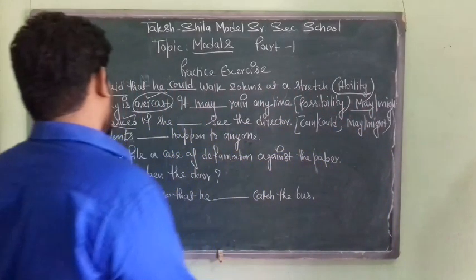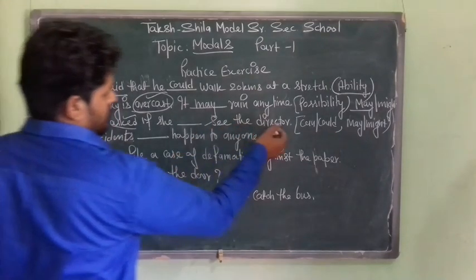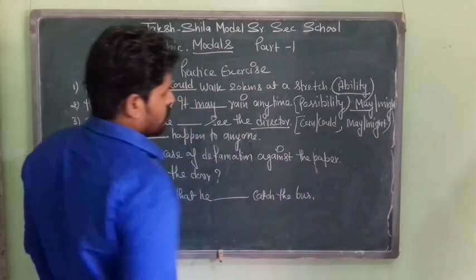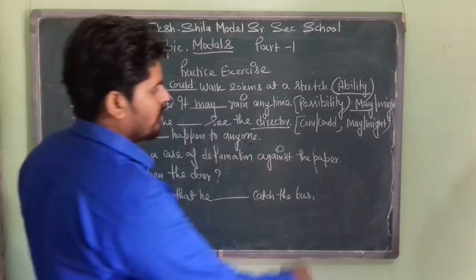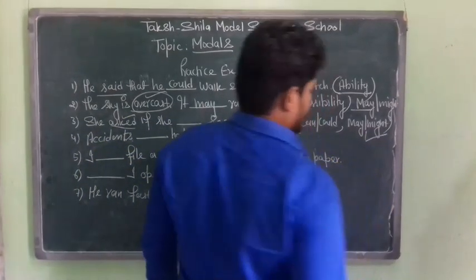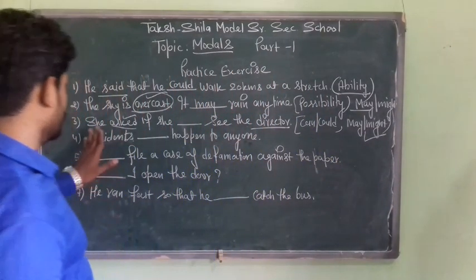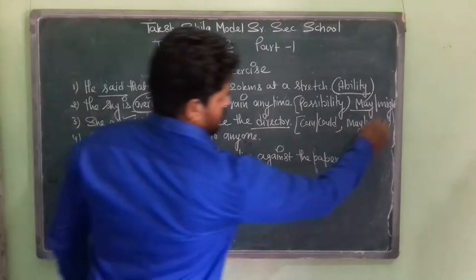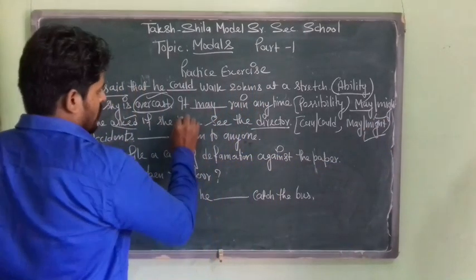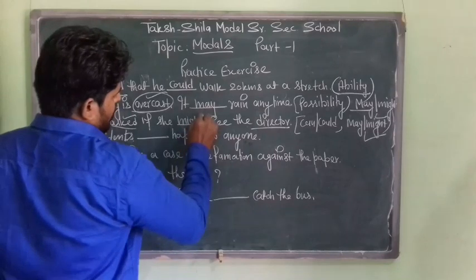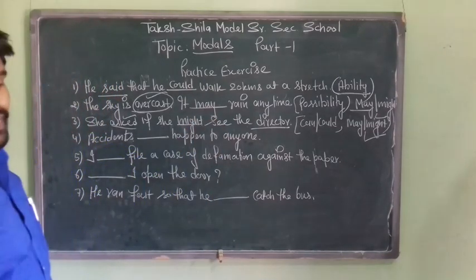May or might. So she asked if she might see the director. So the person wanted to see the director. So here the formal permission will be taken into consideration, and she asked if she might. Might will be the right answer. Why? Because for permission in the past, in place of may we use might.